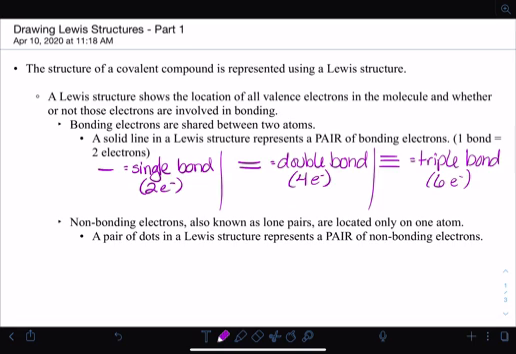Non-bonding electrons, also known as lone pairs, are electrons that are located only on one atom. So they're not shared; they're attracted to only one nucleus. We represent these with a pair of dots. A pair of dots is one lone pair, which is 2 electrons. You may see multiple lone pairs around a single atom, but they pretty much always come in pairs. Occasionally you can have a single electron by itself, but we're not really going to deal with that this semester.